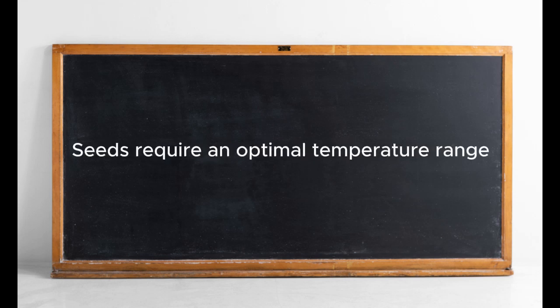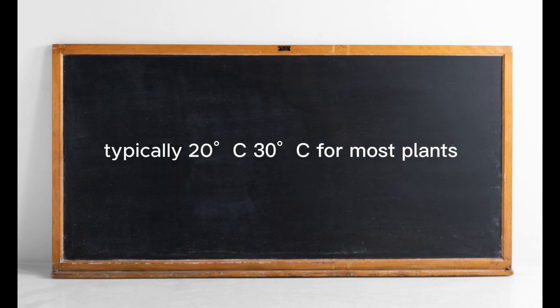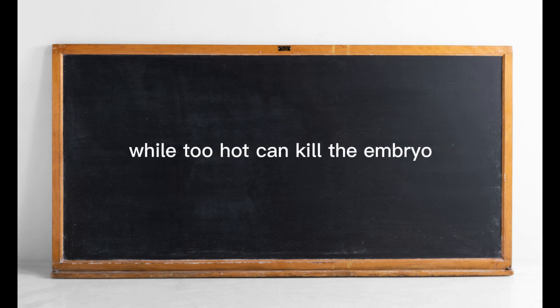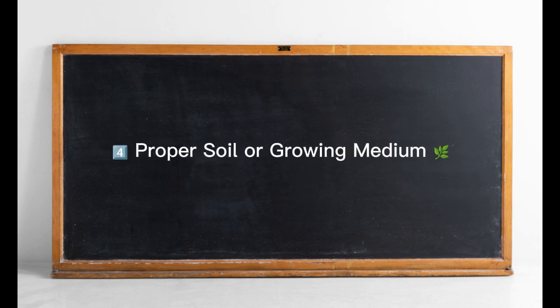3. Suitable temperature. Seeds require an optimal temperature range. Too cold slows down metabolism, while too hot can kill the embryo. 4. Proper soil or growing medium.